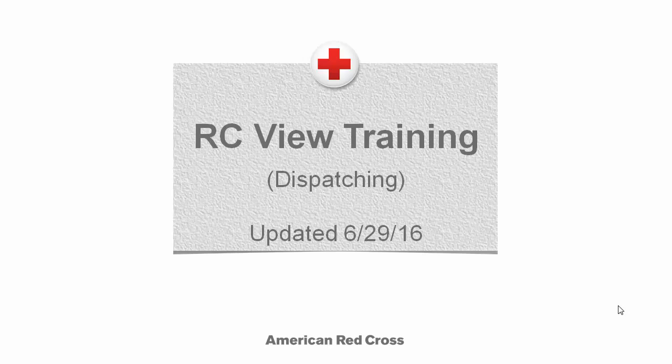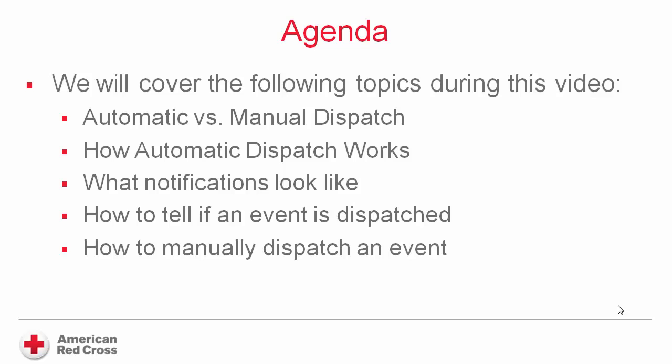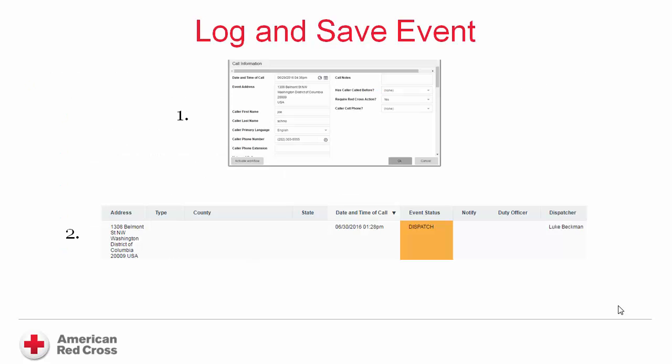This is an RC View training on dispatching, updated June 29th, 2016. During this training, we will cover the differences between automatic and manual dispatch. We will discuss how automatic dispatch works and what notifications look like during the automatic dispatch process. We will also discuss how to tell if an event is successfully dispatched, and we will then describe how to manually dispatch an event. First things first, you have to log and save the event.